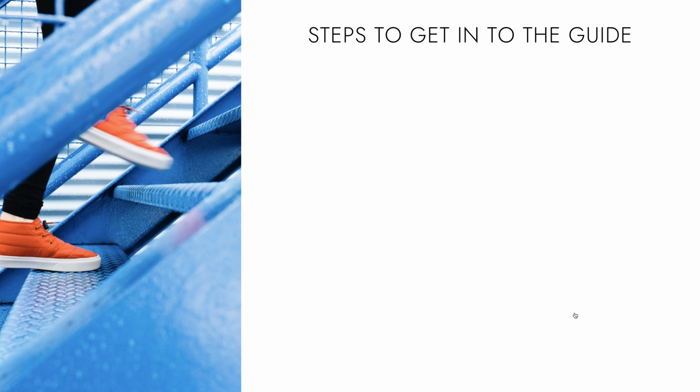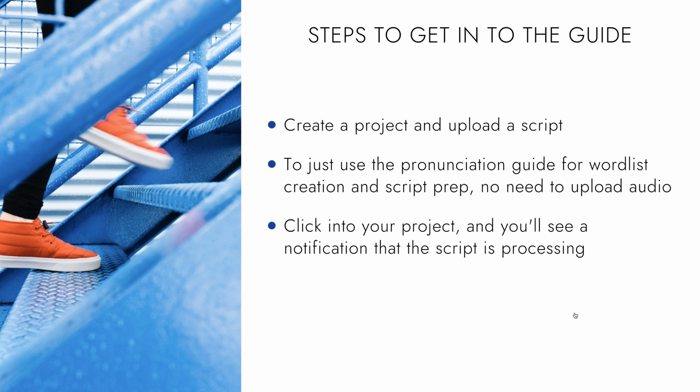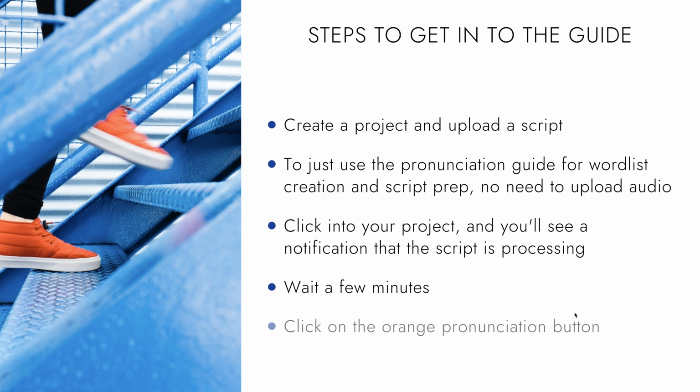To get into the pronunciation guide, there are a few steps. First, after you log in, you create a project and upload a script. To use the pronunciation guide for word list creation and script prep in general, there's no need to upload audio up front. Click into your project and you'll see a notification that the script is processing. Wait a few minutes. Click on the orange pronunciation button. I'll go over all of these step by step in a second.